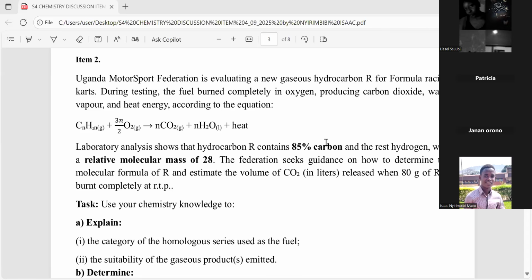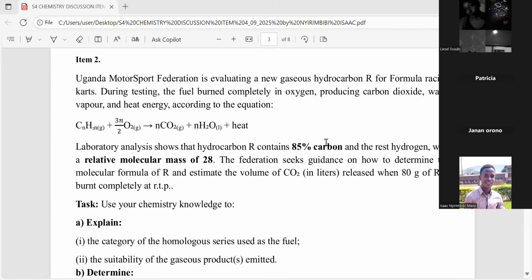Task: use your chemistry knowledge to explain, Roman number 1, the category of the homologous series used as the fuel. Roman number 2, the suitability of the gaseous product or products emitted and determine.